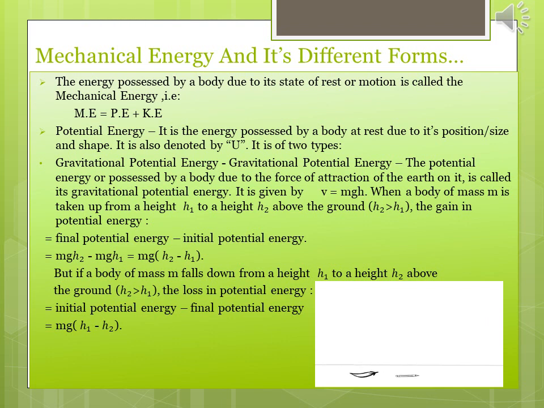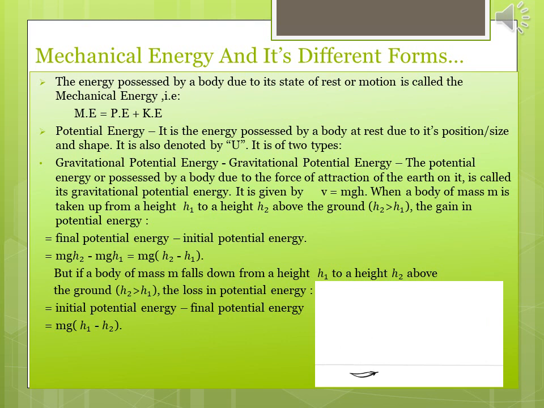The energy possessed by a body due to its state of rest or of motion is called mechanical energy. It is of two types, that is potential energy and kinetic energy. So first of all, we will be talking about potential energy. The energy possessed by a body at rest due to its position or size and shape is called potential energy. It is denoted by capital U. Potential energy is of two types, gravitational potential energy and elastic potential energy.